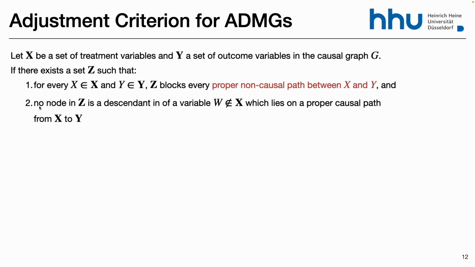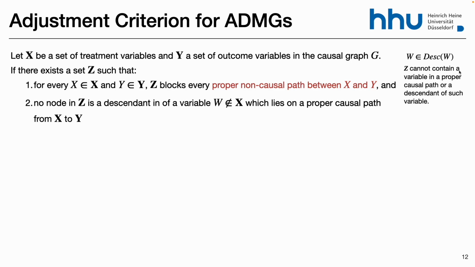And the second is that no node in Z is a descendant of a variable in the set X that lies on a proper causal path from X to Y. So the descendants cannot be on a proper causal path. It can be a descendant as long as not in a proper causal path. Okay? And I need to block all non-causal paths. It's not a confounding path. So let's see an example. I put a note here that remember that the W is a descendant of itself.